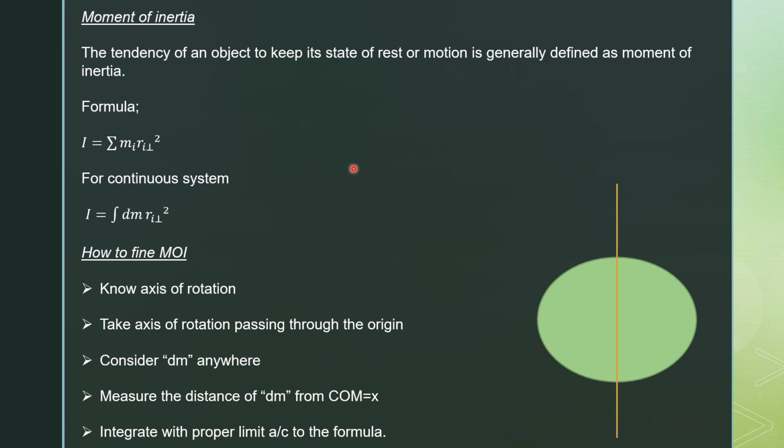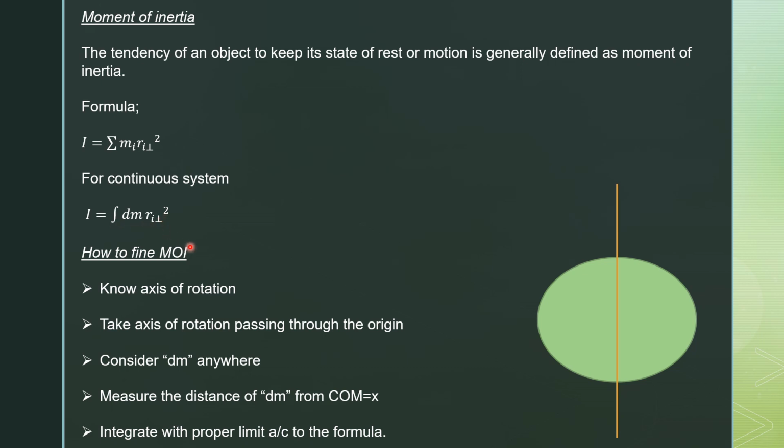Then come to the moment of inertia. The tendency of an object to keep its state of rest or motion is generally defined as moment of inertia. If a body is moving, then the moment of inertia will keep it moving, and if it is at rest, then it will keep it at rest. The formula for it is I is equal to summation over mi ri square. Here ri is the perpendicular distance. For a continuous system, the moment of inertia can be represented as integration over dm ri square.